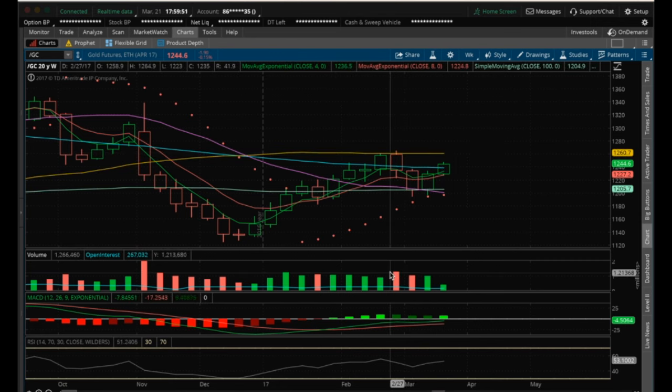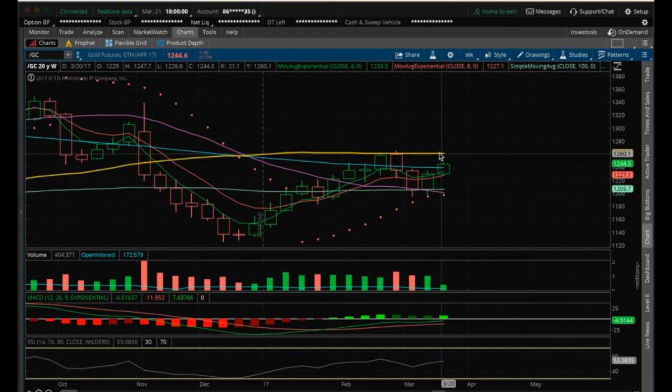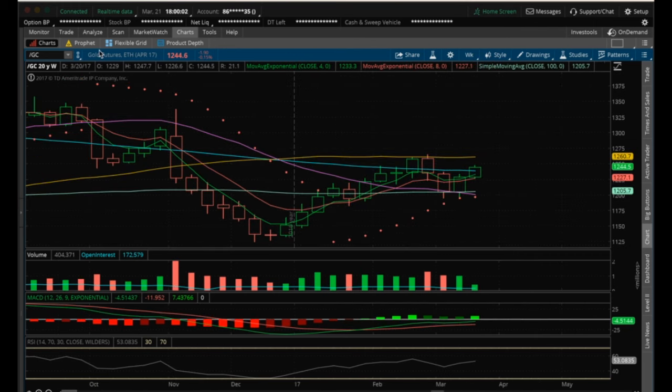You can see the volume on the weekly is still declining. Obviously, today's only the second trading day in gold, so we have until Friday to get some more bull volume here and possibly try to retest this 50 MA as resistance.